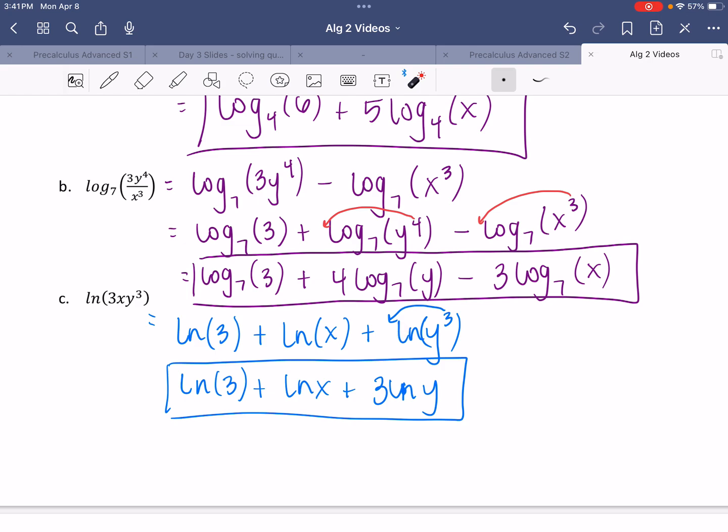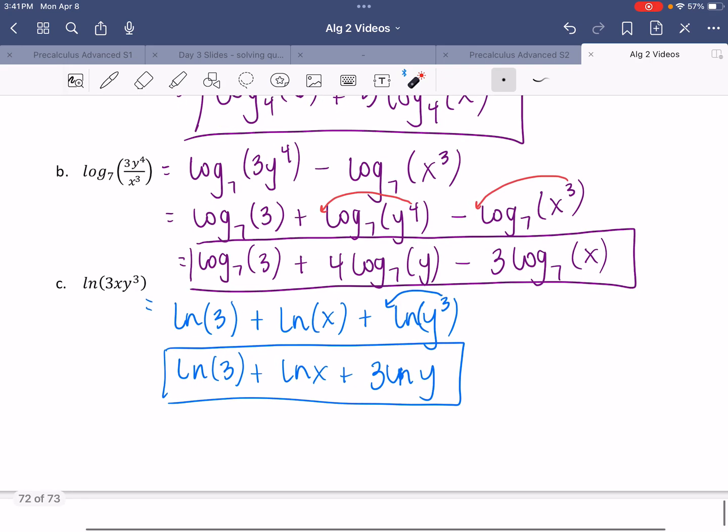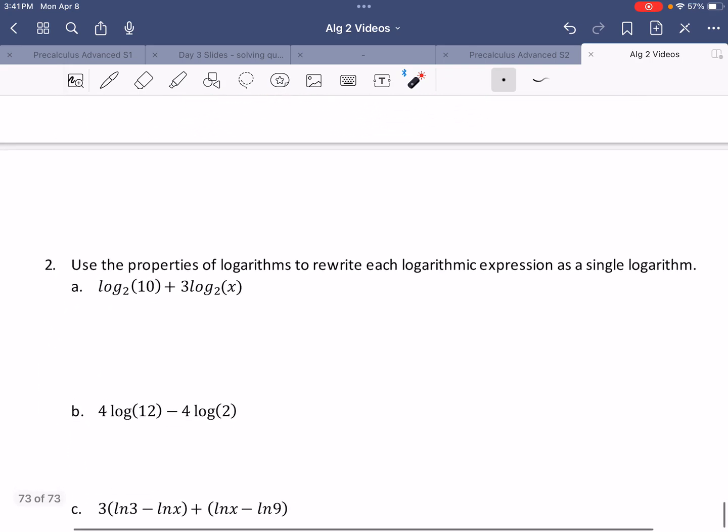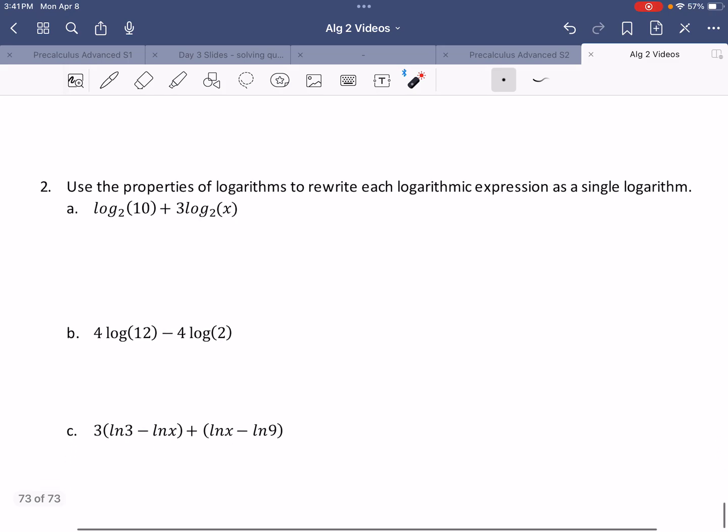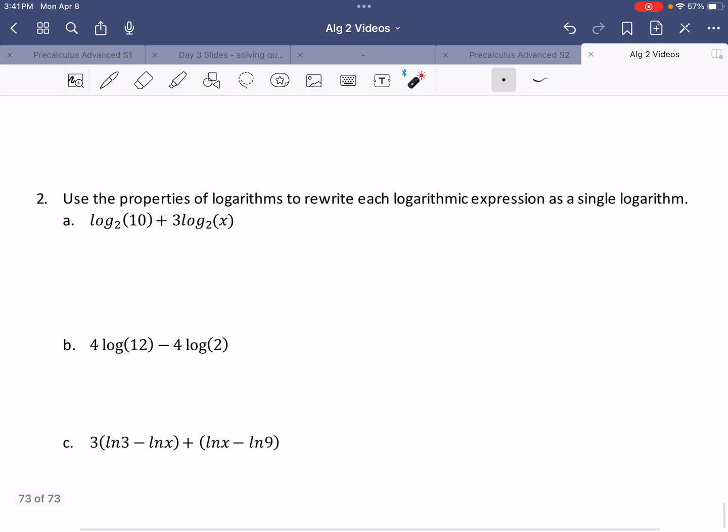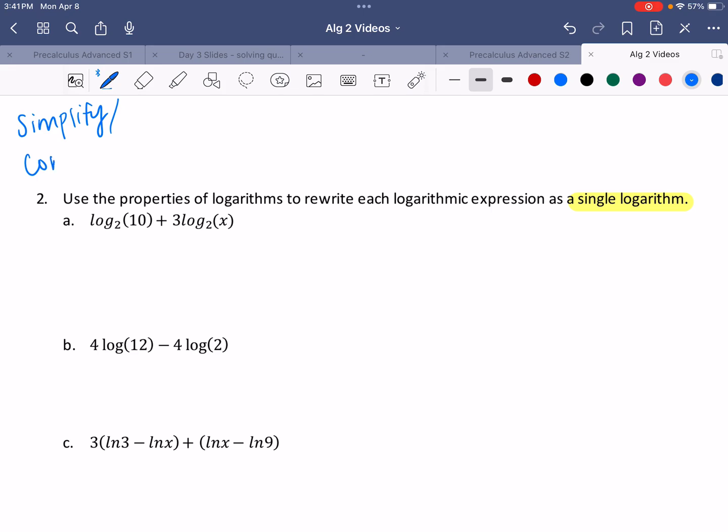Okay, also these are 3 examples of expanding. A lot of times when we get to solving later in this unit, we're going to need to condense. Condense means we're going to go the other way to simplify or combine them. So number 2 says use the properties of logarithms to rewrite each logarithmic expression as a single logarithm. So I'm going to go ahead, that keyword single logarithm, this could be called, I guess, simplify, but also condensing. That verb gets used as well.